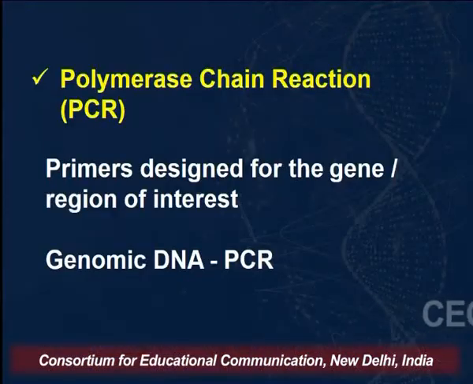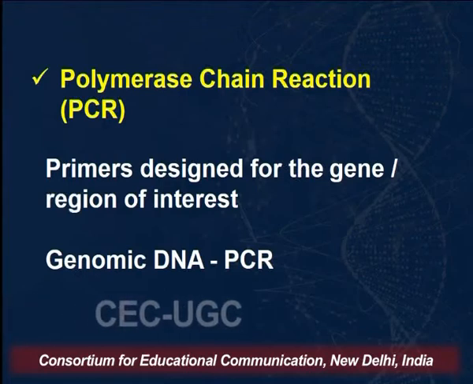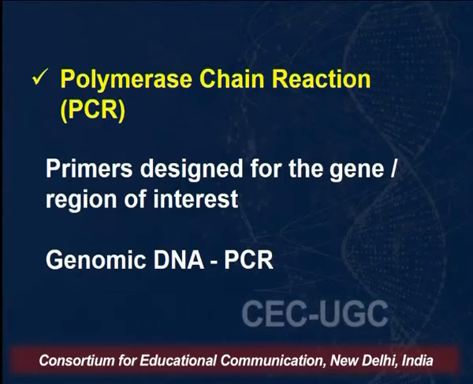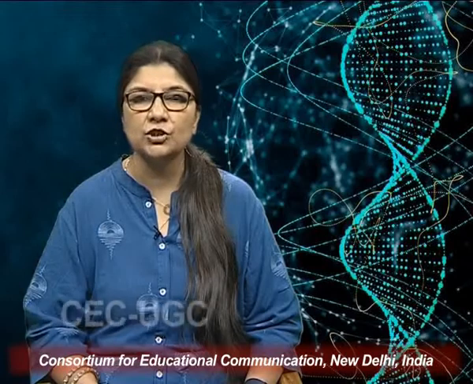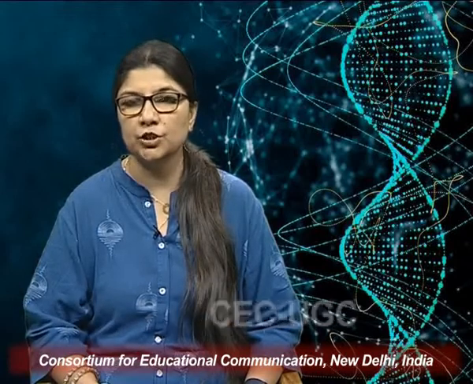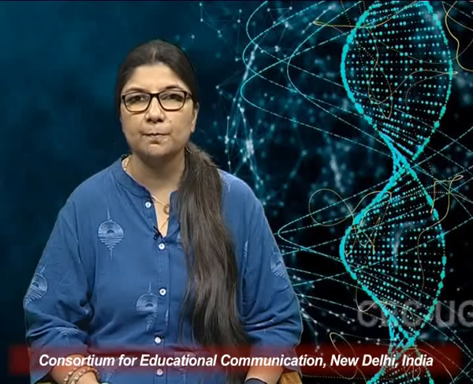For the identification of this gene of interest, another method we discuss today is called the polymerase chain reaction. What happens in this polymerase chain reaction is that primers are designed for the gene or the region of interest, and then this genomic DNA is subjected to amplification by using these primers. Now I am talking about various terms here. So what are primers? What is amplification? How this genomic DNA is subjected to PCR reaction we will discuss in detail.